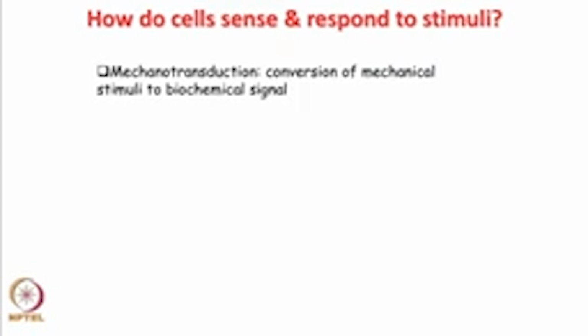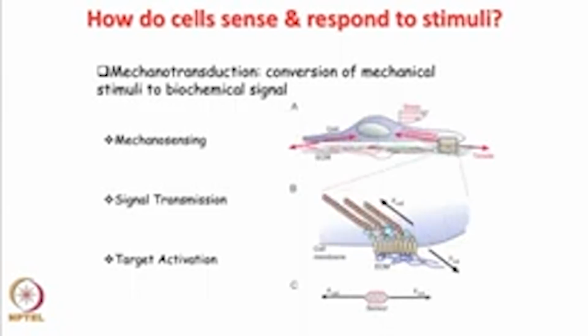So, if I were to ask the question, for us at the whole organismic level we have so many different sensory organs. We can touch, we can feel, we can see, we can breathe, and so on. How does the cell react to events in its surroundings in vivo? The answer lies in this process of mechanotransduction, where it converts mechanical stimuli to biochemical signals. There are three parts to this: one is the sensing part, one is the transmission part, and the target activation part.